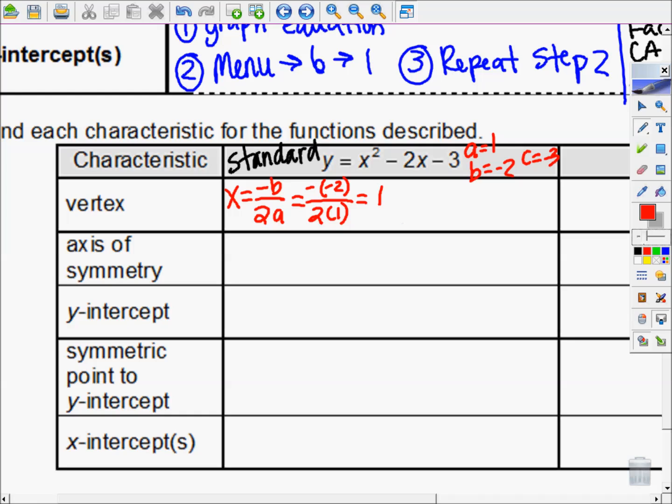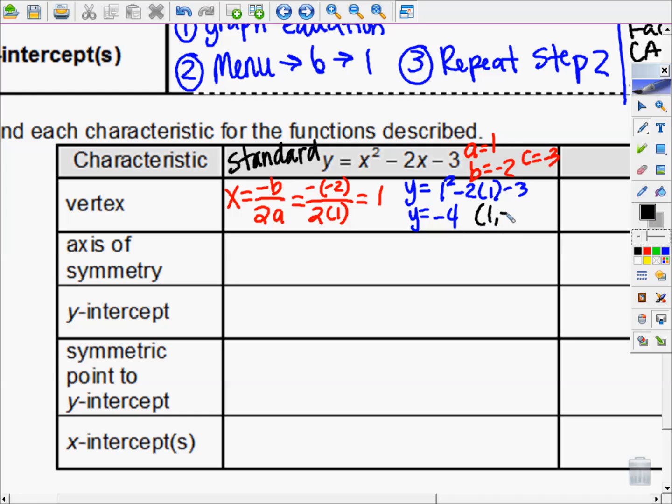What do I do to find my y value? What was step 2 to find the vertex? Plug into the equation. So I'm going to take 1 and plug it into the equation. What is y? 1 squared minus 2 times 1 minus 3. That's 1 minus 2 minus 3, which is negative 1, negative 4. It's -4. So what is my vertex? 1, -4.